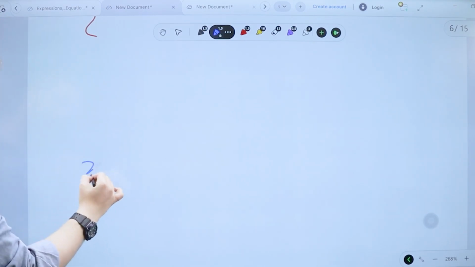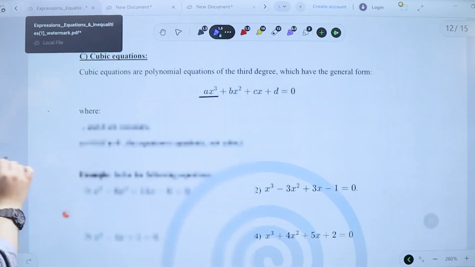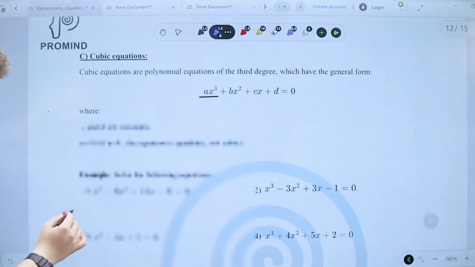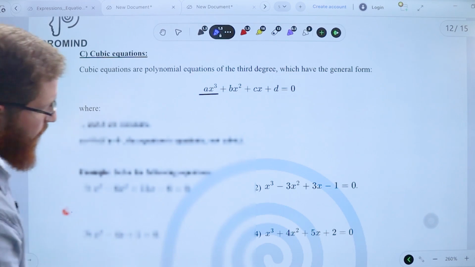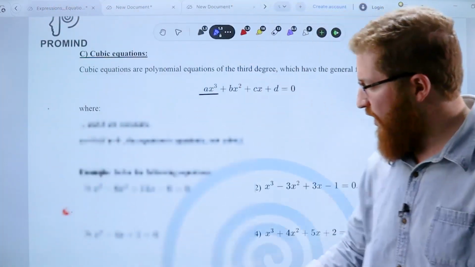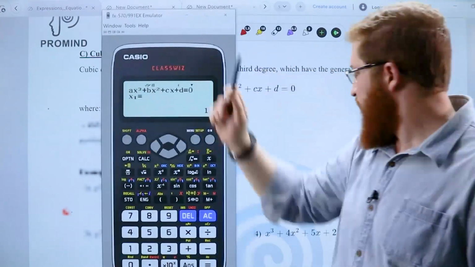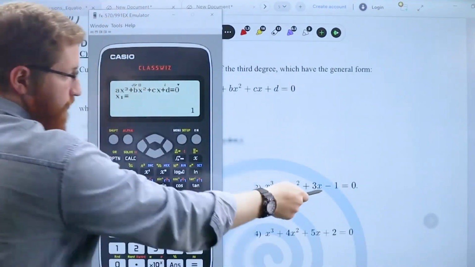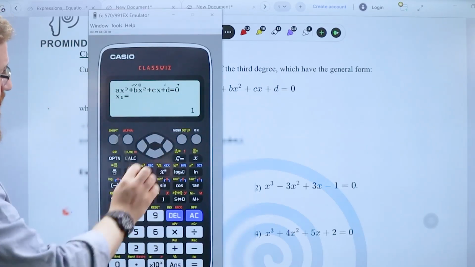We got x equals 1 and x equals 2 and x equals 3. Okay, that's okay. We don't have to write them. Let's just use the calculator to solve these two. Let's solve this one in the same way.